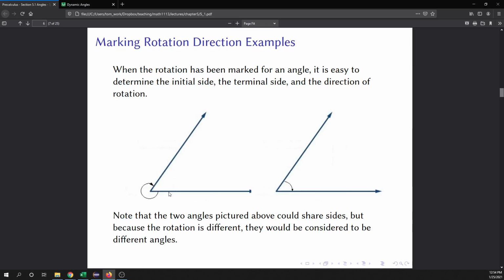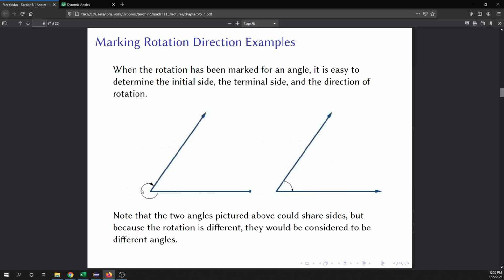And so now that we know which side is the initial side and which side is the terminal side, if it wasn't marked, we still wouldn't be able to tell the rotation, right? Without the marking in this angle over here on the left, we might think that it rotated in this direction, right through here. But with the marking, it's clear that we rotated in this direction, back around, and the terminal side wound up here. It could also be the case that it would rotate around 2 or 3 times and then stop here.